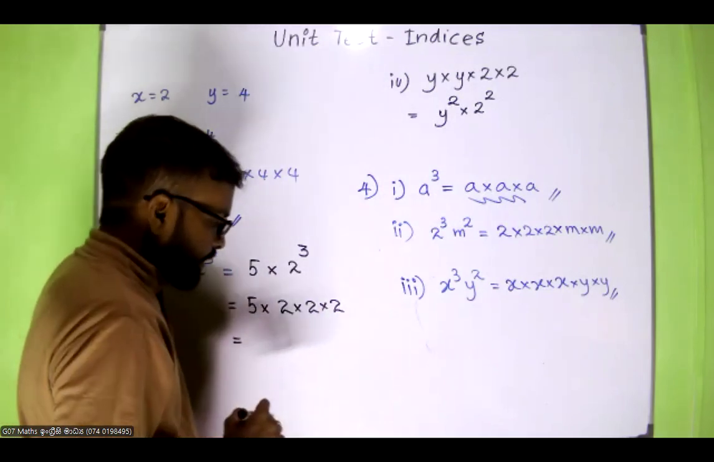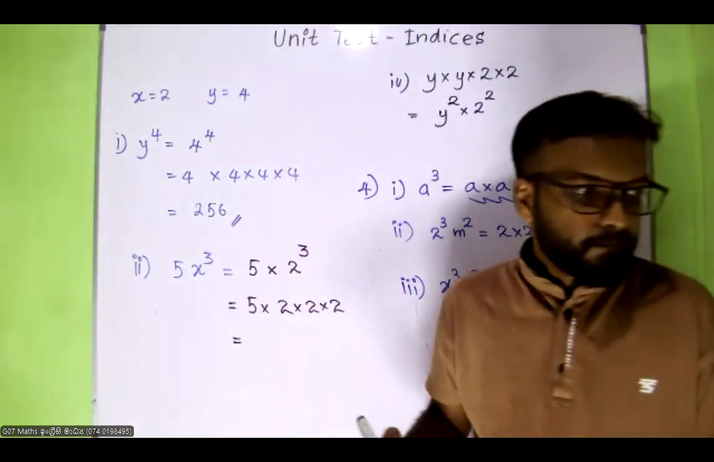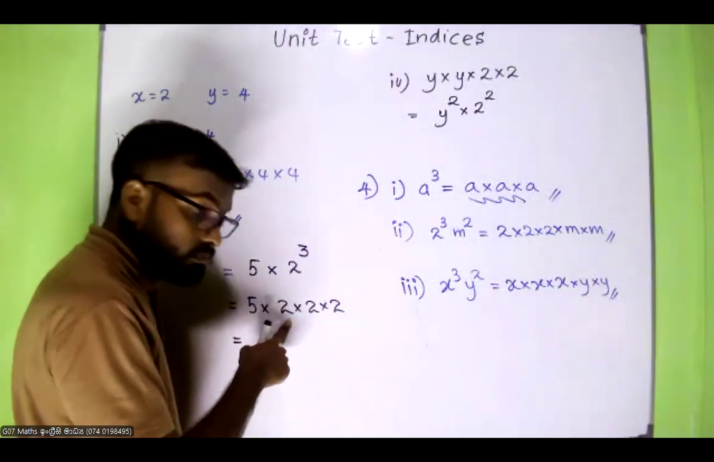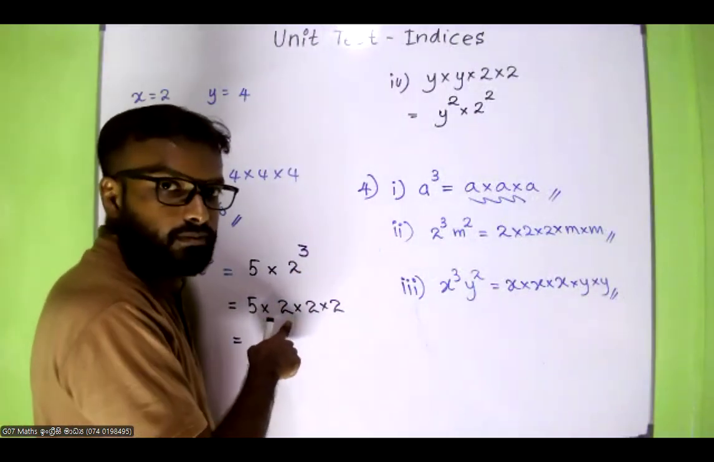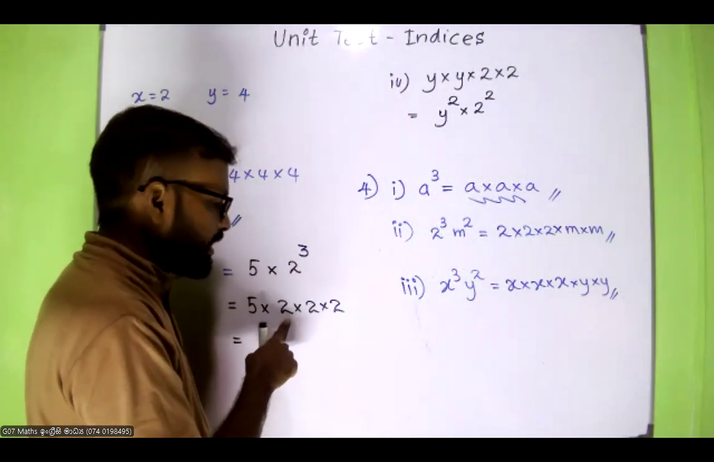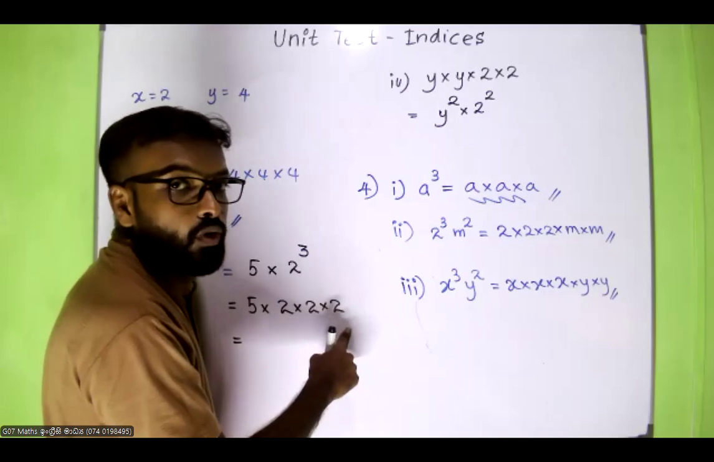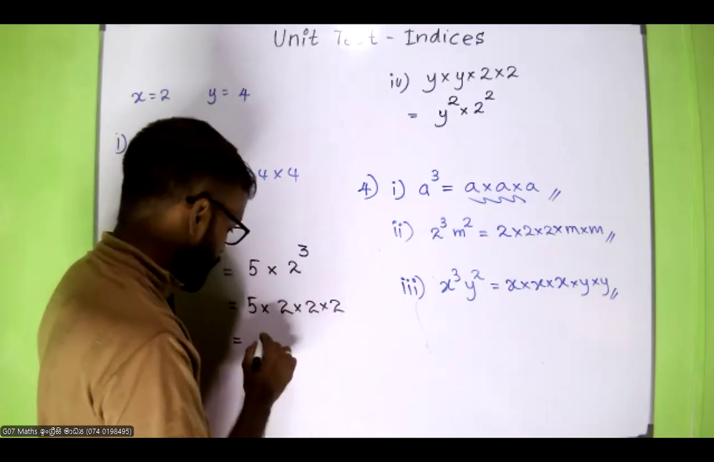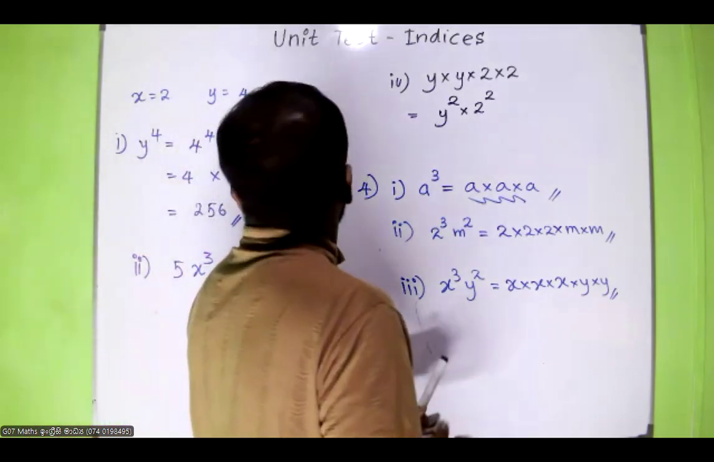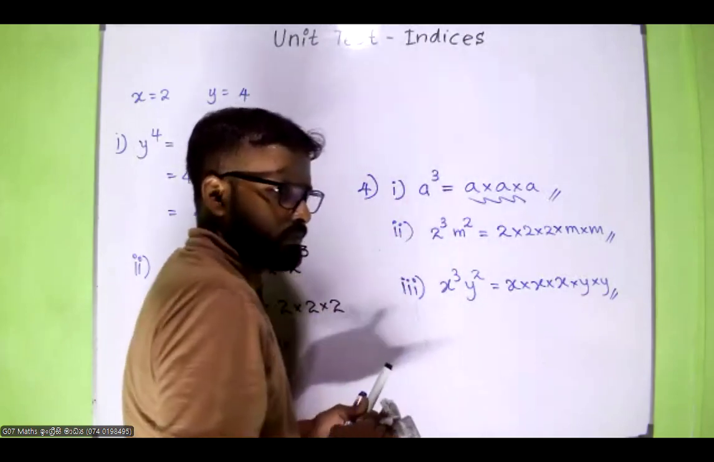Irusha, can you multiply 5 times 2? 5 times 2, 10. Then 10 times 2? 20. 20 times 2? 40. So the value is 40 for the second one. Then third one.